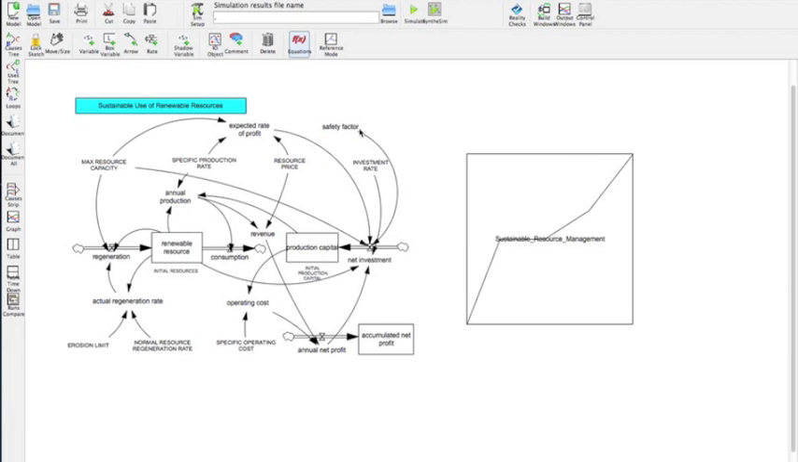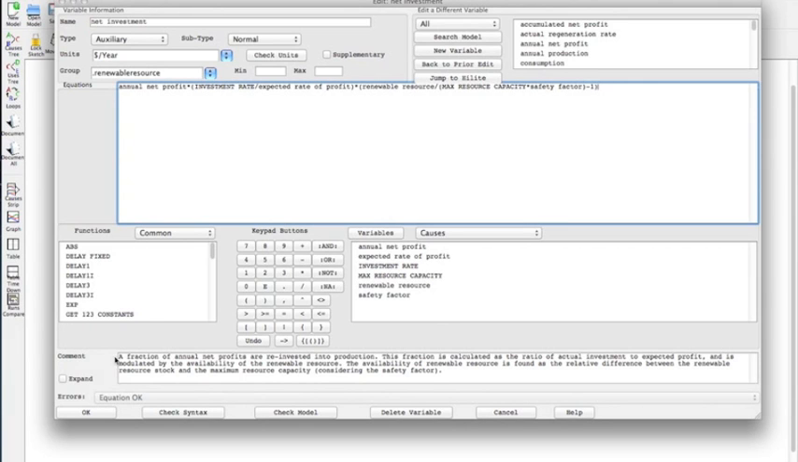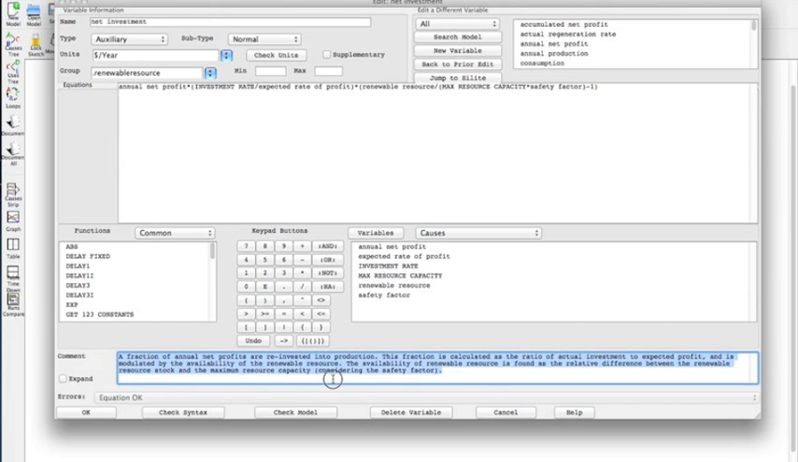And there's a few variables that feed into it. So let me walk you through it, and there's an explanation here that I put in just to clarify what the variable was. So essentially, a fraction of annual net profits are reinvested into production. Okay, so this is a production in which you generate some revenue and there's some profits, and a fraction of those are reinvested into production. This fraction is calculated as the ratio of the actual investment to the expected profit. Okay. And is modulated by the availability of the renewable resource.